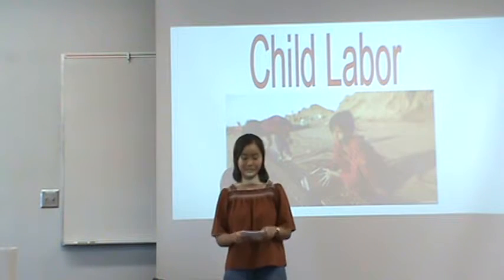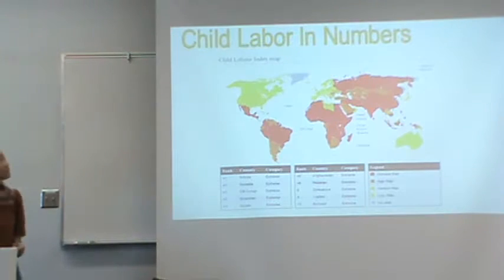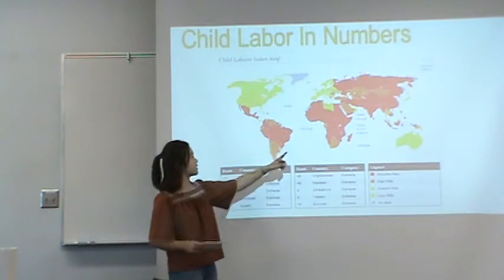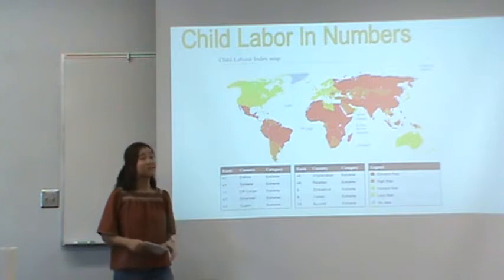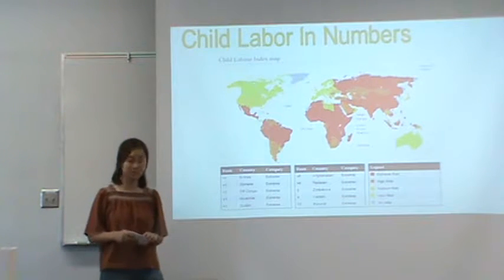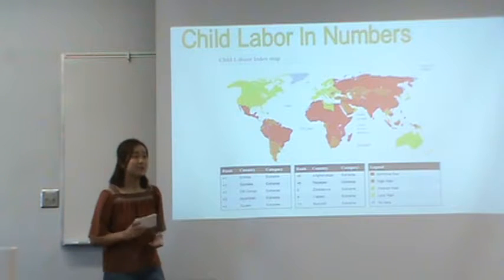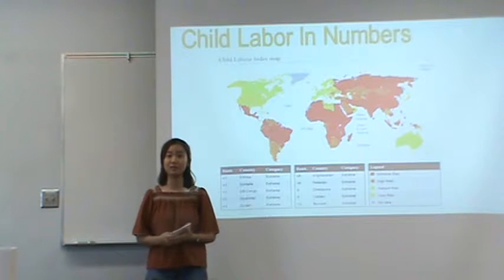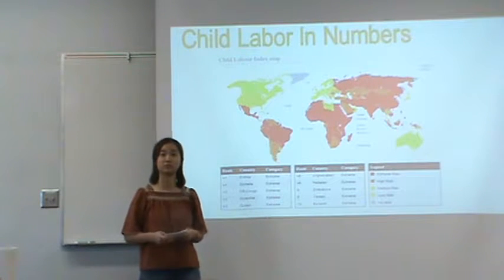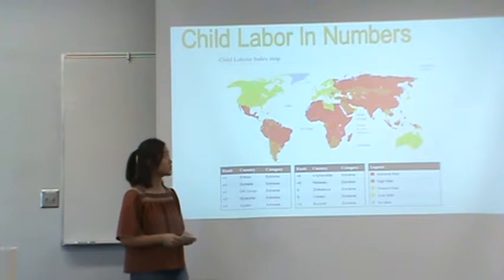adult life. Secondly, let's look at the statistics of child labor around the world today. According to this child labor index map, countries in sub-Saharan Africa, such as Eritrea and Somalia, have the highest number of child laborers recorded. Almost 10% of all sub-Saharan African children are involved in child labor. Recent global estimates by the ILO indicate that there are about 168 million child laborers around the world today, of whom more than two-thirds are aged 5 to 14 years old.